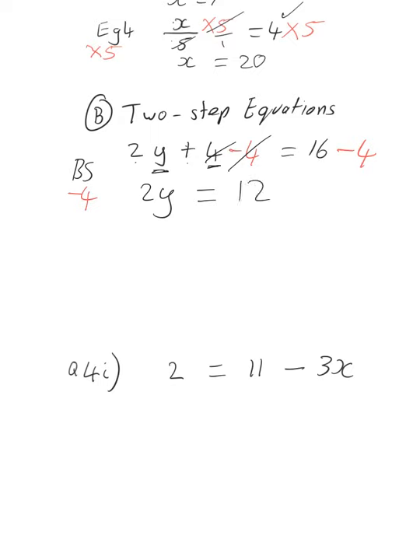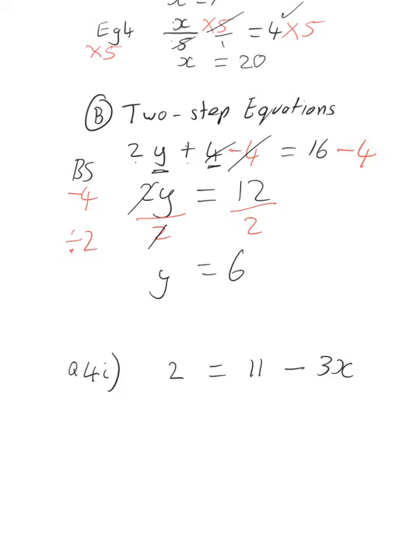Now we've turned our two-step equation into a one-step equation. We can see that it is 2 times y equals 12. So this time we've got to do the inverse of multiplying by 2, which as we saw earlier was divide by 2. So we'll divide 2y by 2, and we'll divide 12 by 2. And we get 2y divided by 2, just leaves y by itself, equals 6.